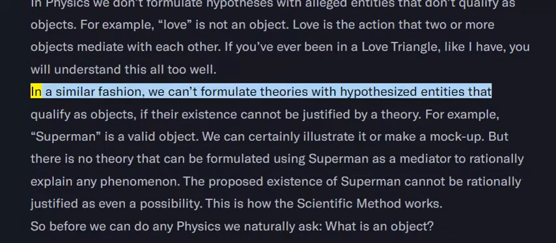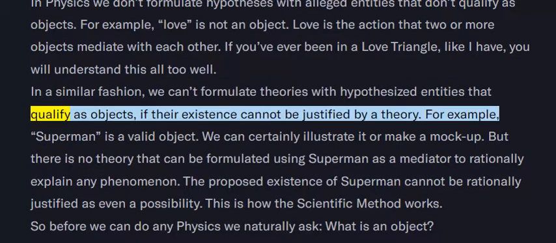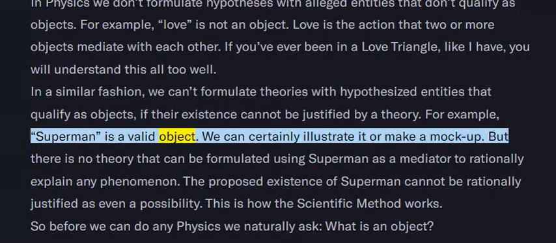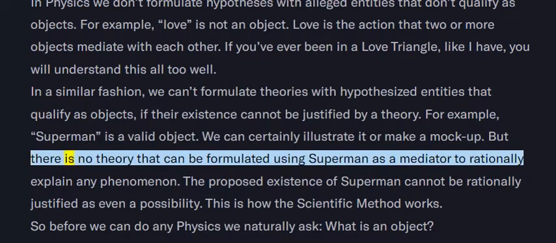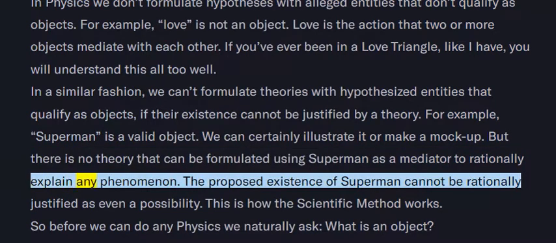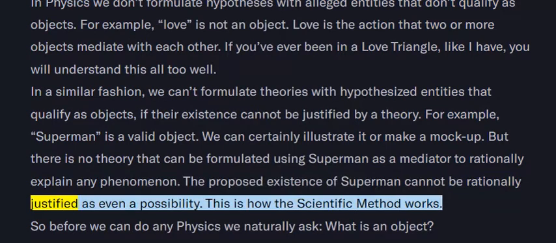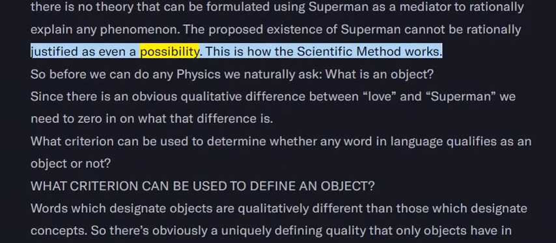In a similar fashion, we can't formulate theories with hypothesized entities that qualify as objects if their existence cannot be justified by a theory. For example, Superman is a valid object. We can certainly illustrate it or make a mock-up. But there is no theory that can be formulated using Superman as a mediator to rationally explain any phenomenon. The proposed existence of Superman cannot be rationally justified as even a possibility. This is how the scientific method works.